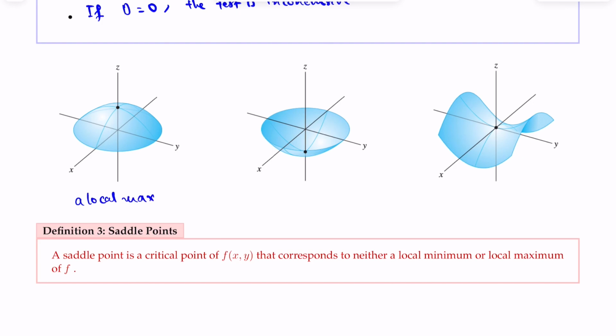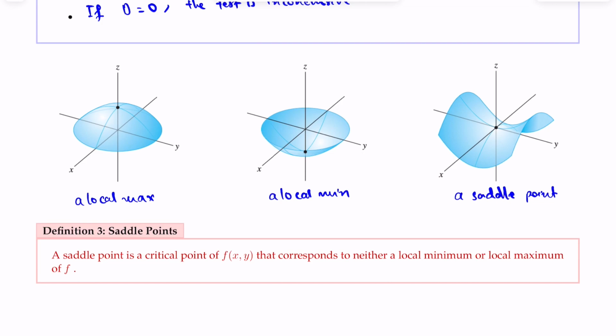In the second graph, it represents a local minimum. And on the third graph, this point represents a saddle point. It's a saddle point because at the point of consideration, you can see the graph of the function look like a saddle on a horse.